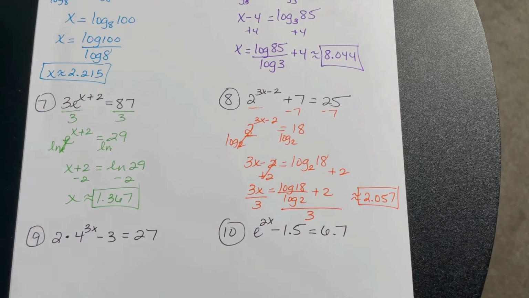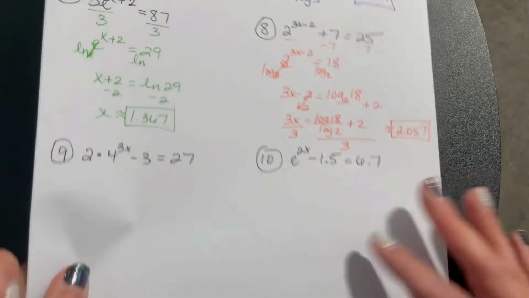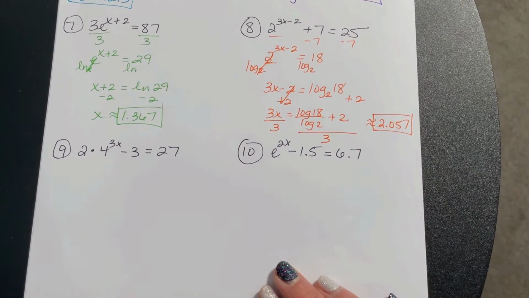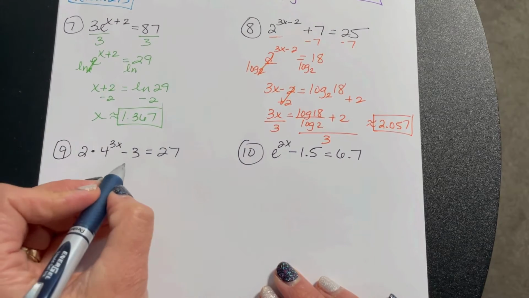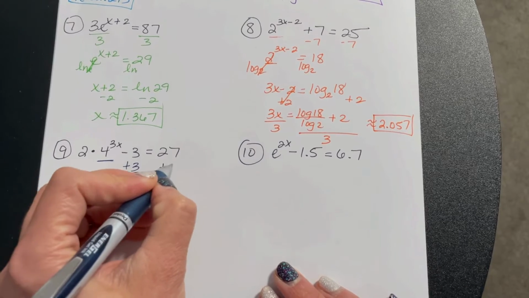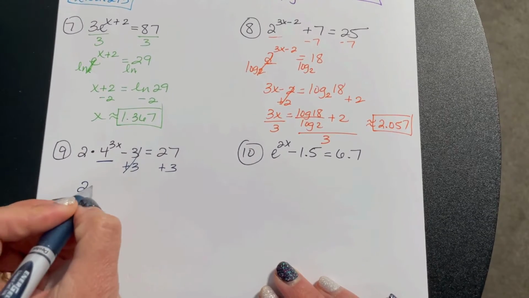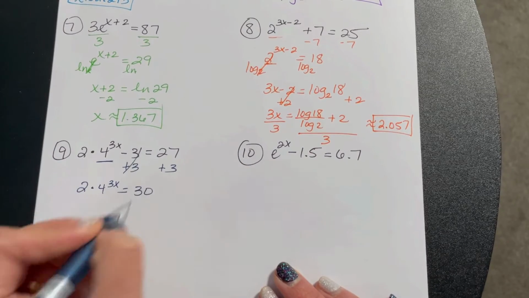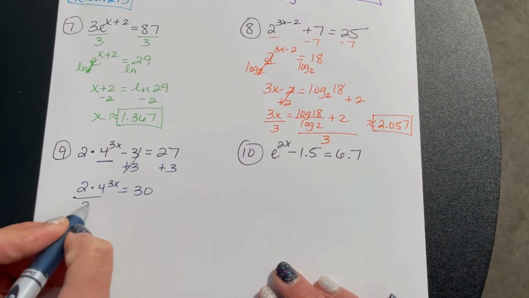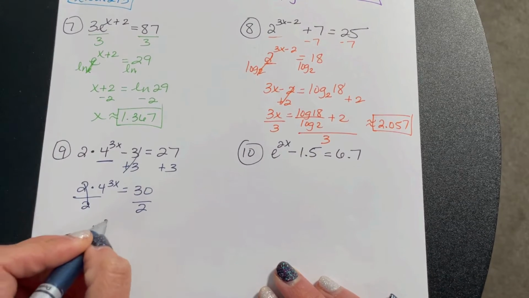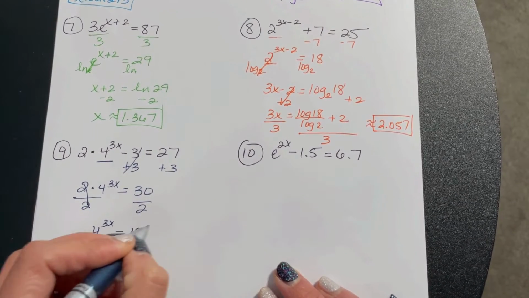Okay. All right, number 9, we have 2 times 4 to the 3x power minus 3 equals 27. So I've got a couple things that I need to move, like this minus 3, because we have to isolate the 4 to the 3x. So I'm going to add 3 to both sides. I'll get 2 times 4 to the 3x equals 30. I need to divide by 2 to get rid of it on both sides. So I'll have 4 to the 3x power equals 15.